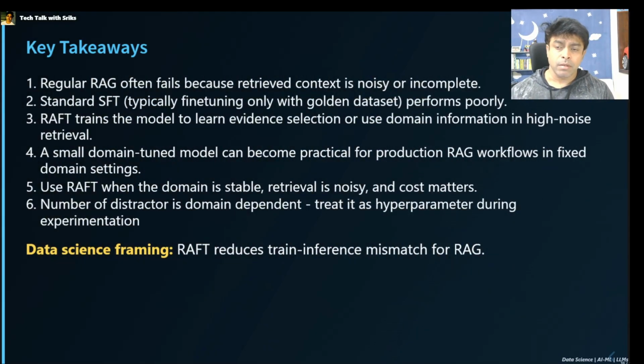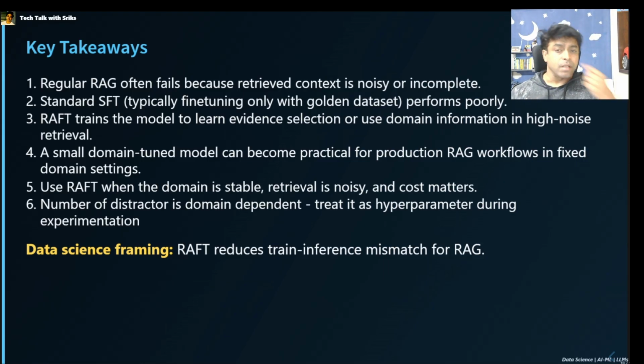So summarizing what we have learned in this video: regular RAG often fails because the retrieval context is noisy or incomplete in a production setup. Standard SFT, when you use standard instruction fine-tuning of a small language model with a golden data set, performs poorly because it has only learned to memorize the information. It has not learned to identify and build on new information. So it answers better when the sample is from the training or the test validation data set, but if you give it new information, it won't be able to answer the query.